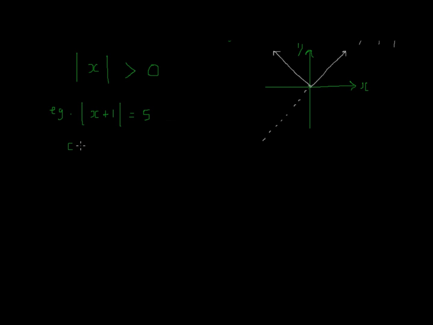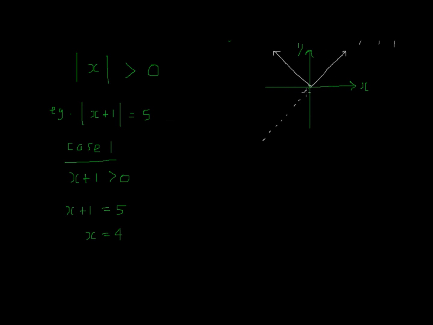So if we take a look at case 1, when the modulus is positive, when inside the absolute value is positive, when x plus 1 is greater than 0, nothing has to be done. So we can just solve that. x plus 1 equals 5. And we rearrange this and we see x equals 4.